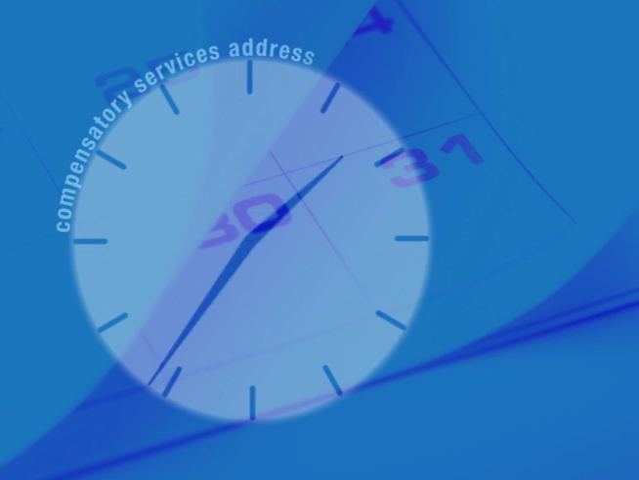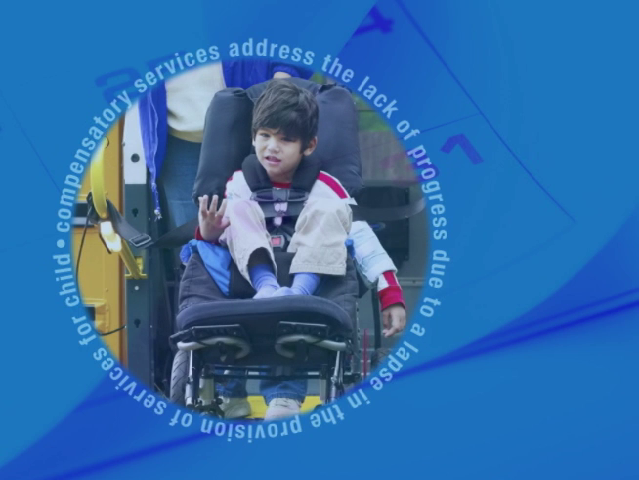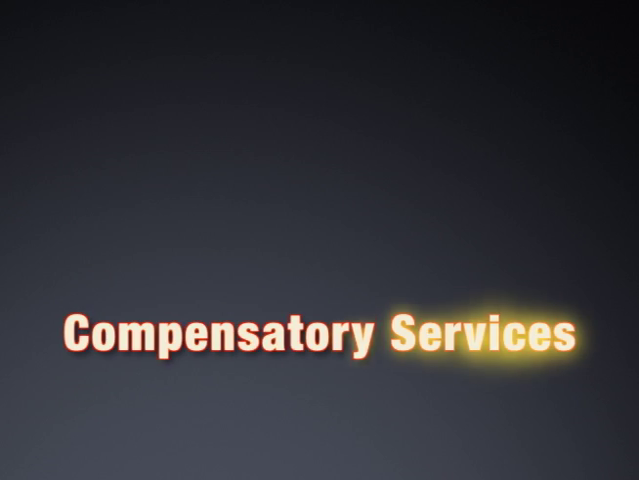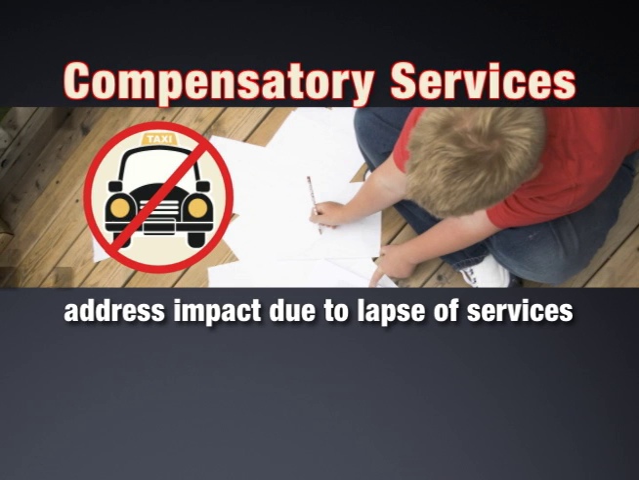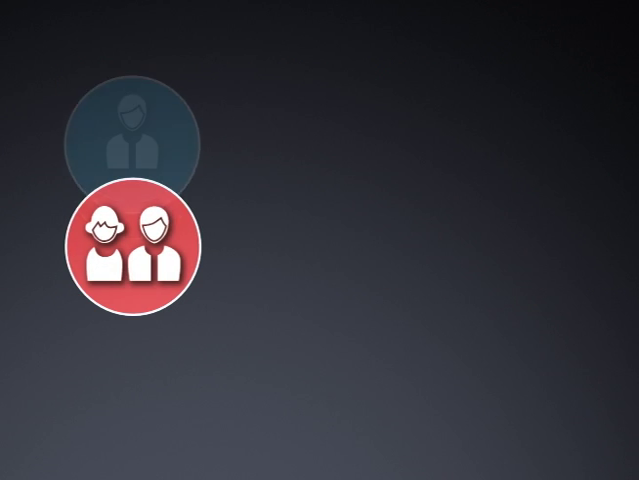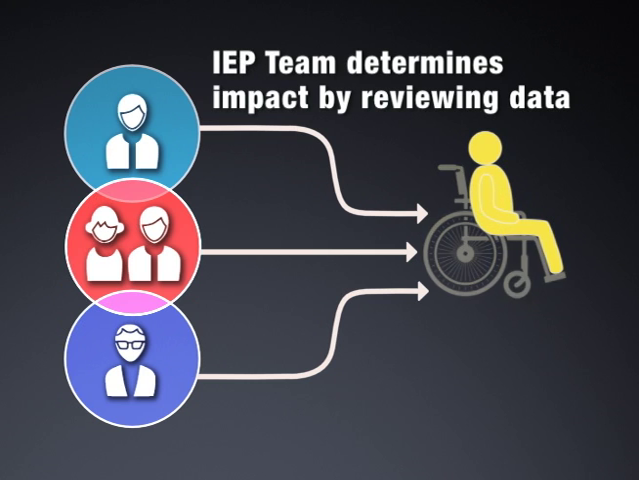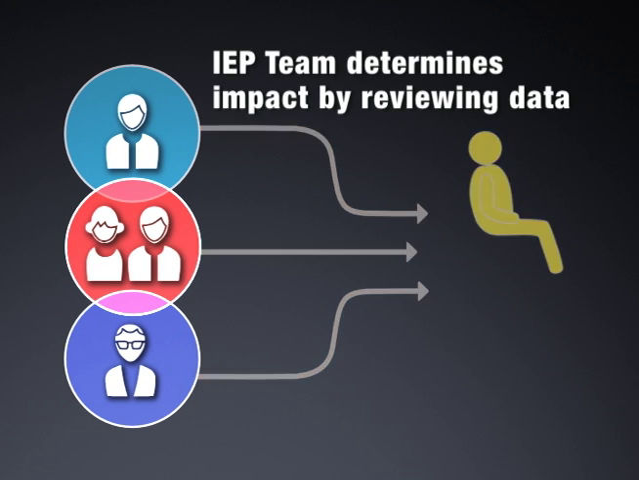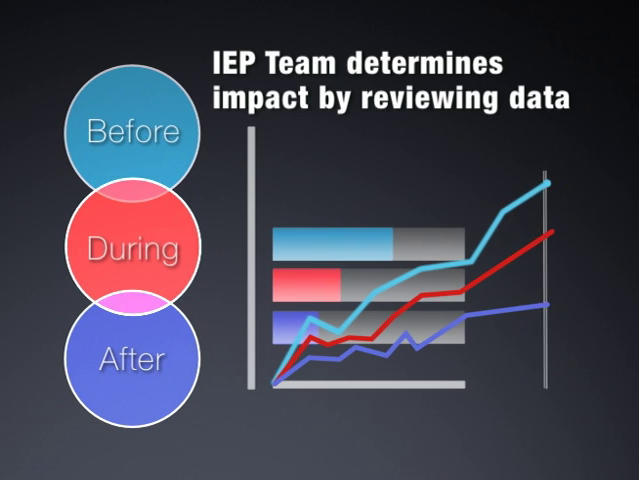When there has been a significant lapse in the provision of services identified for your child, your child may be owed compensatory services. The main goal of compensatory services is to address the lack of progress due to the lapse in services. If there has been such a lapse, the IEP team will convene to determine whether there has been impact from the lapse in services. This is done by reviewing data reflecting progress before the lapse, during the lapse, and after the lapse as appropriate.